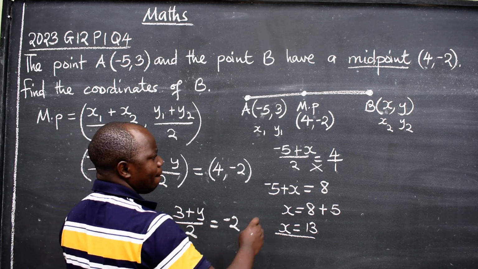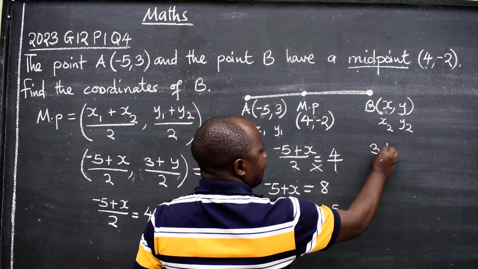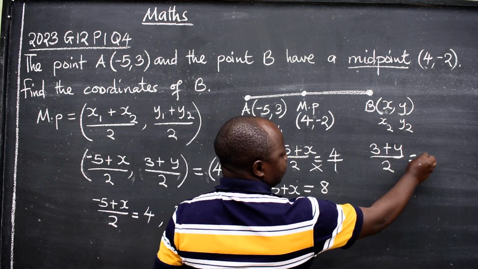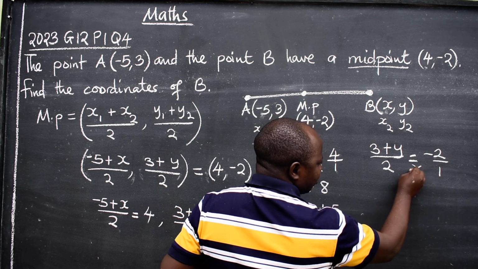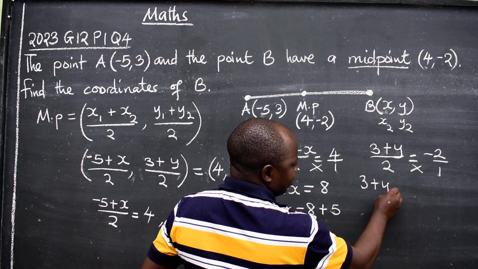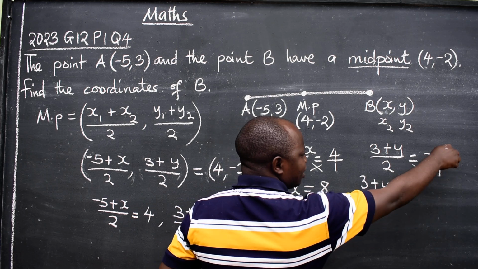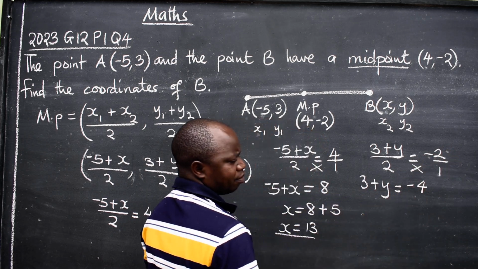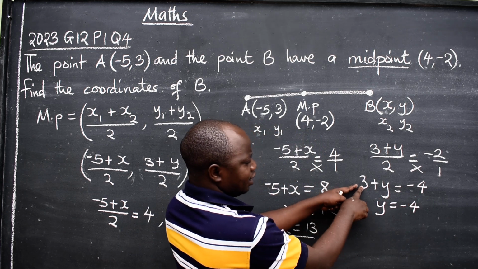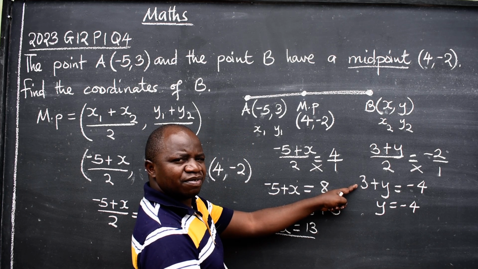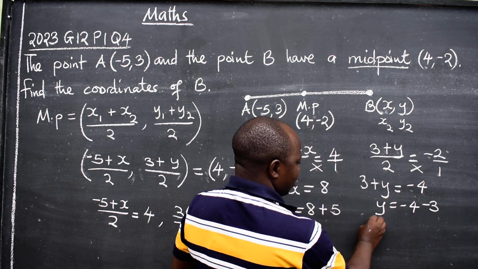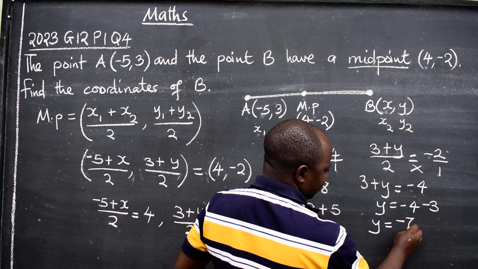You get the y here, which is 3 plus y over 2 is equal to -2. Over 1 here, cross multiply. 3 plus y times 1 is 3 plus y equals 2 times -2 is -4. Then y will be equal to -4 here. This is +3. When it crosses the equal sign, it becomes -3. So my y will now be -7.